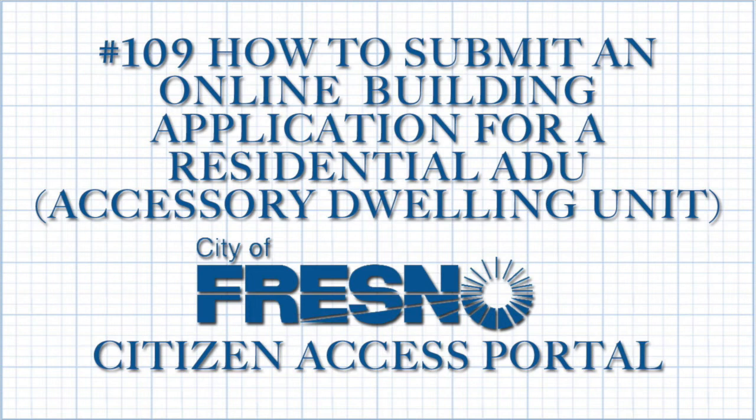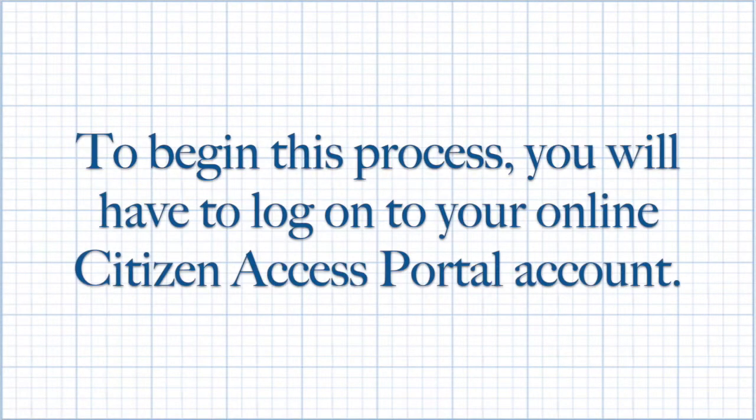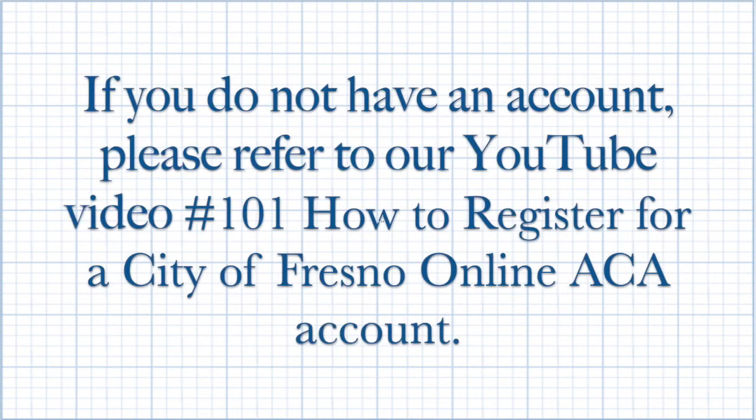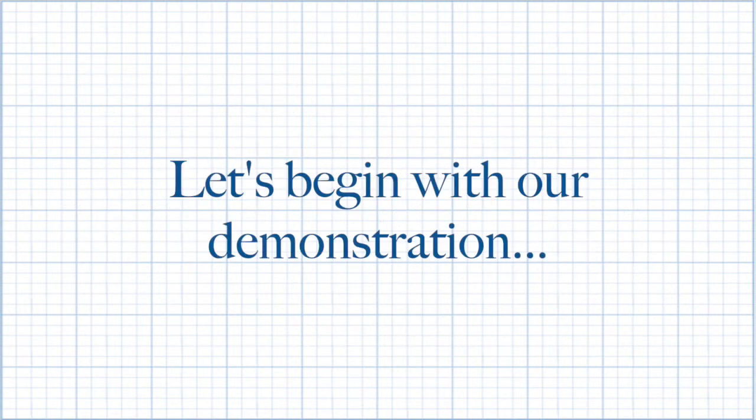Hello everyone. Today we will be demonstrating the step-by-step process of submitting an online building application for a residential ADU within the city of Fresno. To begin this process, you will have to log on to your online Citizen Access Portal account. If you do not have an account, please refer to our YouTube video number 101, How to Register for a City of Fresno Online ACA account. Let's begin with our demonstration.